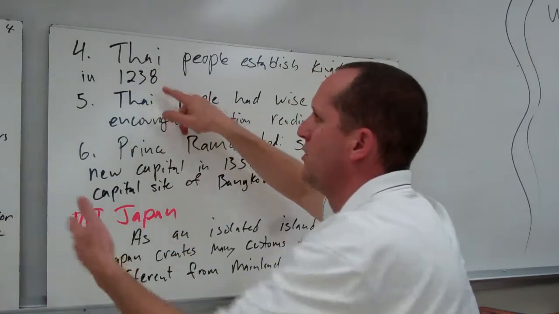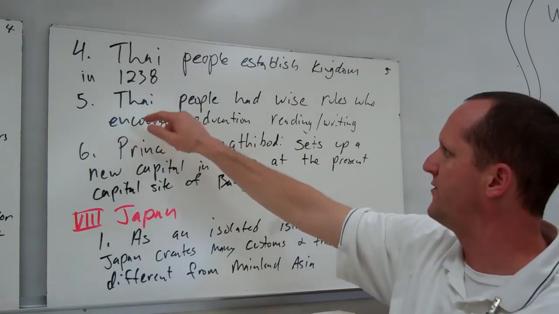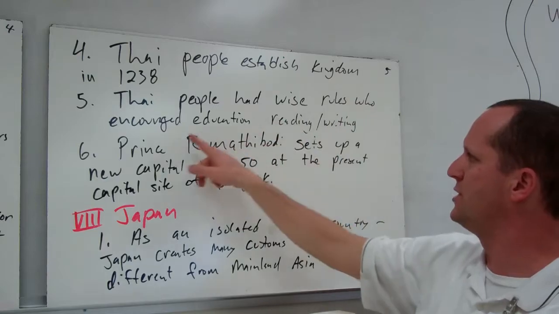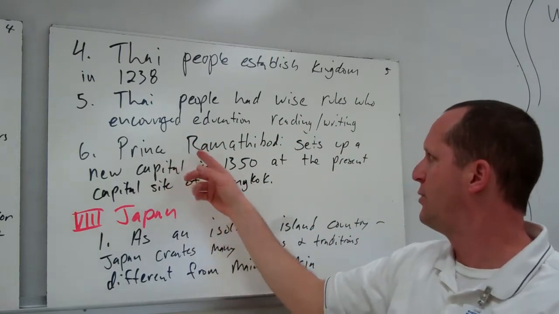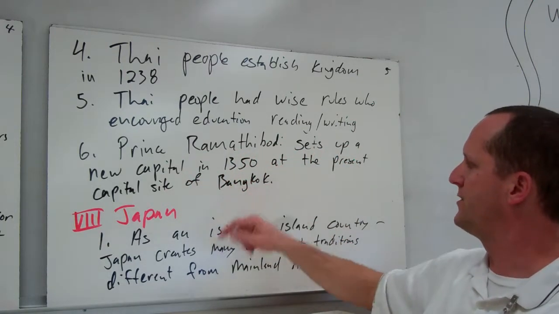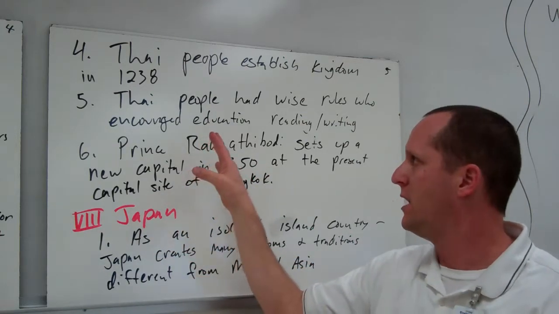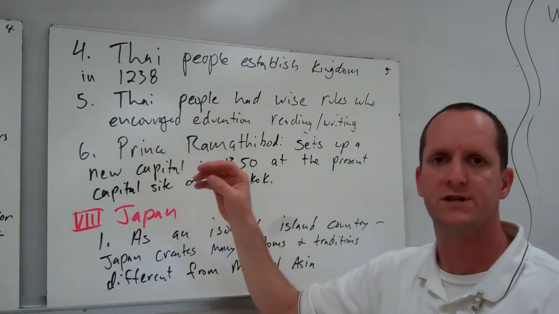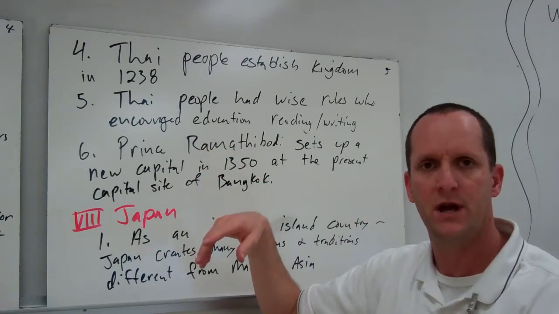Now, the Thai people in Thailand established a kingdom in 1238. The Thai people had wise rulers who encouraged education, even reading and writing. Prince Ramathibodi sets up a new capital in 1350 at the present capital site of Bangkok. So this was the beginning of the emergence of the Thai people, who are a very strong population and country even today.